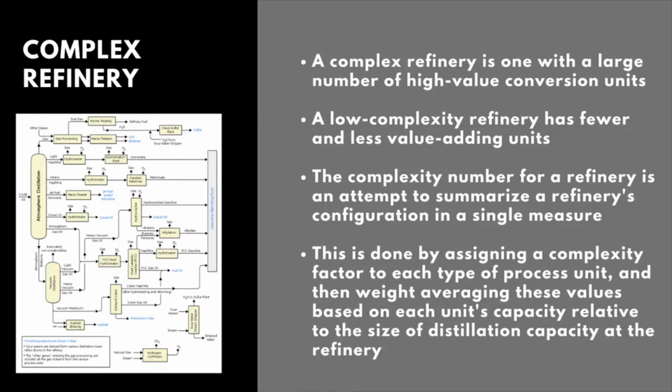The complexity number for a refinery is an attempt to summarize a refinery's configuration in a single measure. This is done by assigning a complexity factor to each type of process unit and then weighted averaging these values based on each unit's capacity relative to the size of the distillation capacity at the refinery. In short, arriving at the complexity number is the simplest way to spell out the complexity of a refinery.